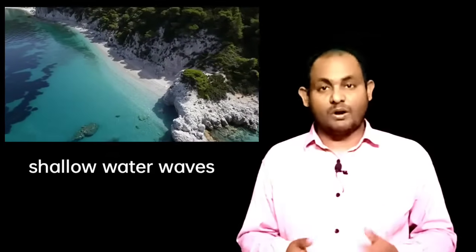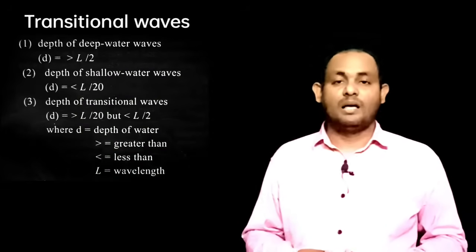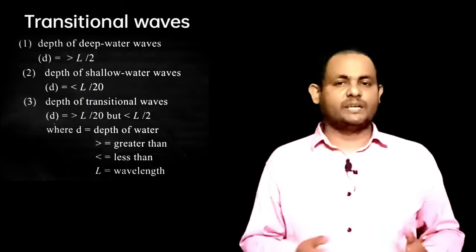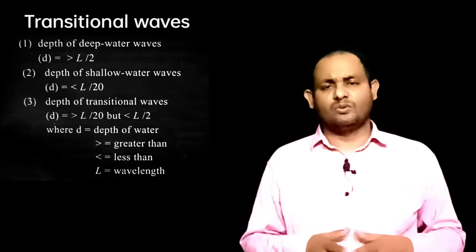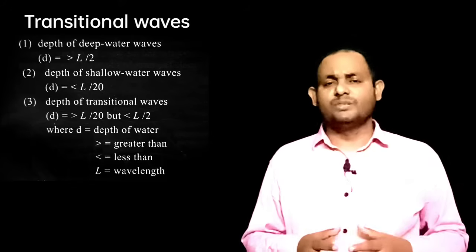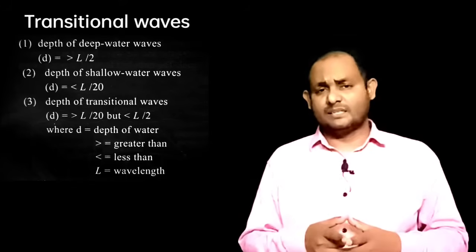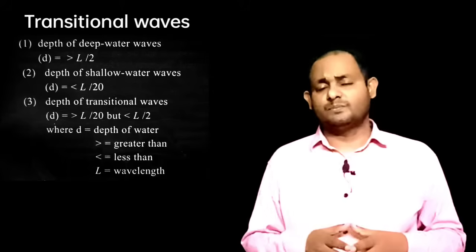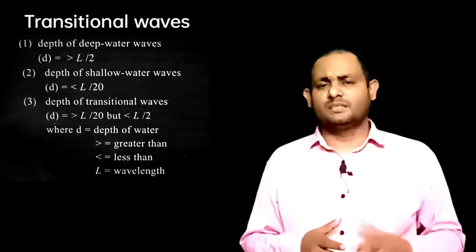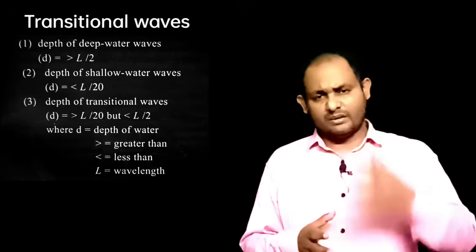Next, I talk about the transitional waves. The sea waves between the above mentioned two categories, the deep water and the shallow water waves, are called transitional waves. Here the depth of water, the wave base, is greater than 1/20th part of the wavelength of shallow water waves, but less than 1/2 of the wavelength of the deep water wave.